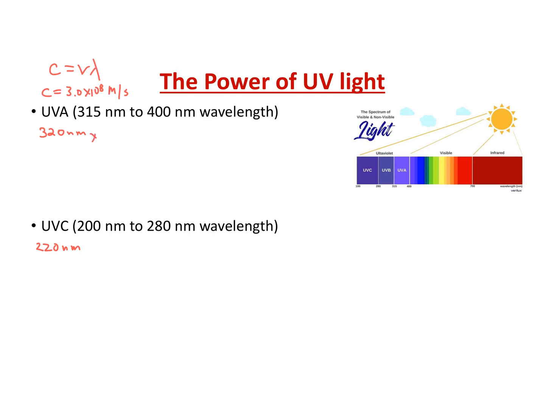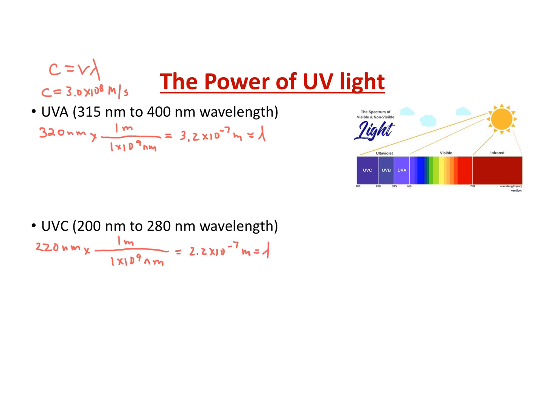All right, so let's try to calculate the frequency for both of those wavelengths of UV light. Well, the first step is I need to convert nanometers to meters. And I know that in 1 meter, I have 1 times 10 to the 9 nanometers, right? 1 meter is much larger than a nanometer. I have 1 billion nanometers in 1 meter. So now we can convert both of these into meters. I've got 3.2 times 10 to the minus 7 meters is this wavelength. And I've got 2.2 times 10 to the minus 7 meters equals this wavelength.